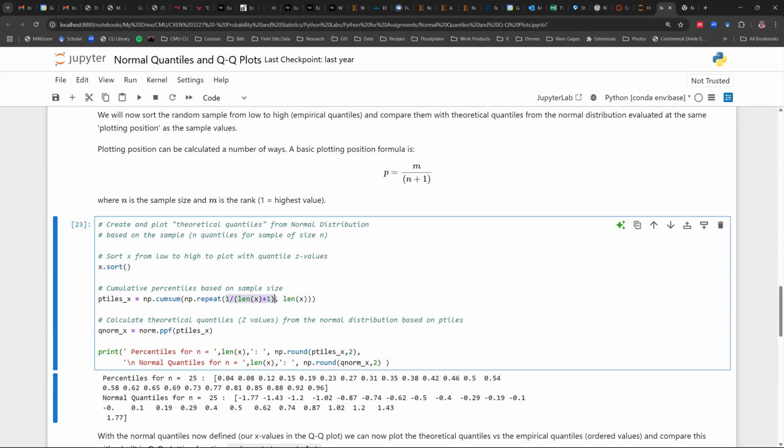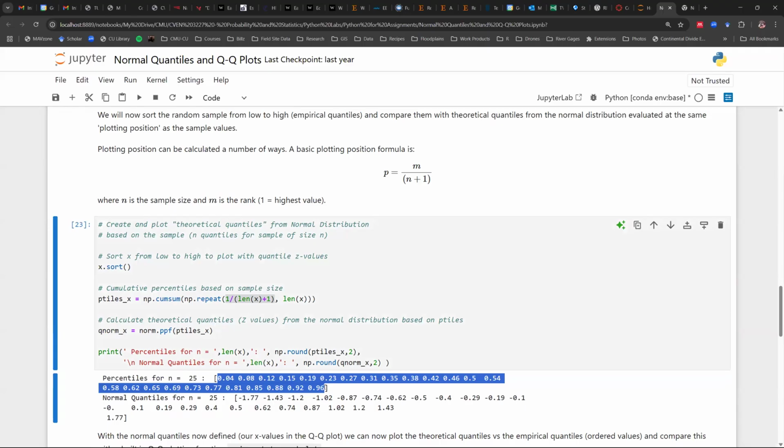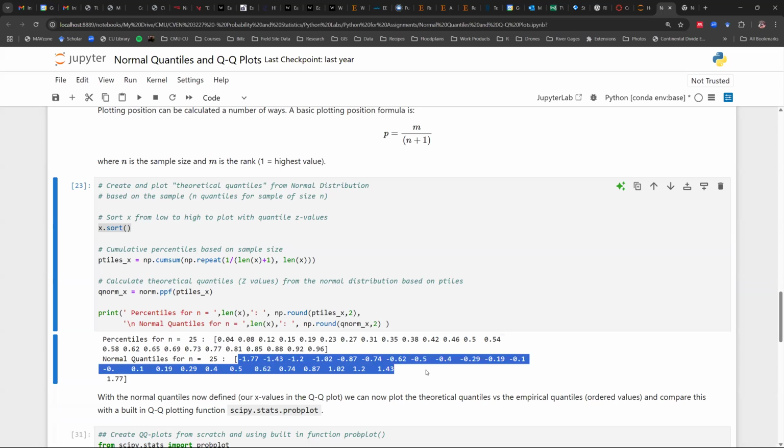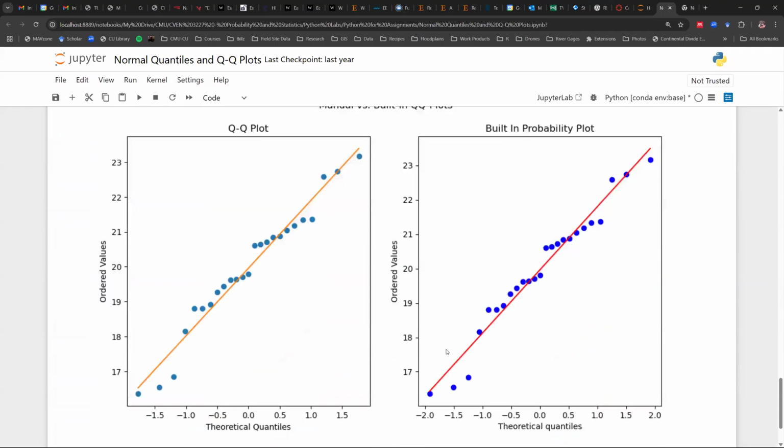And so this is just 1 over n plus 1, plus 2 over n plus 1, plus 3 over n plus 1, et cetera, all the way up to the top. And so that cumulative sum gives us these cumulative probabilities of seeing those variables. And so if you were to line up the sorted X data with these values, this is basically the probability of seeing those values. And then we calculated the normal quantiles for that, which is just the Z values associated with those cumulative probabilities. Finally, we plotted everything.